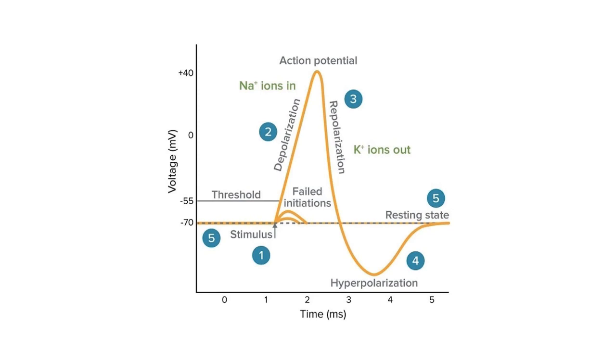Then the third one is the repolarization period. What happens in repolarization? Potassium ions move out. Then hyperpolarization occurs, which is the fourth state, and then again the resting state. That is the fifth state. The resting state is again minus 70 millivolts. Threshold is minus 55 millivolts. And what is the voltage at the peak of depolarization? It is plus 40 millivolts. Remember this one, okay? Plus 40 millivolts.